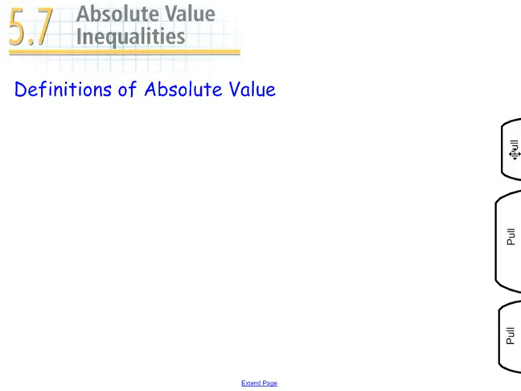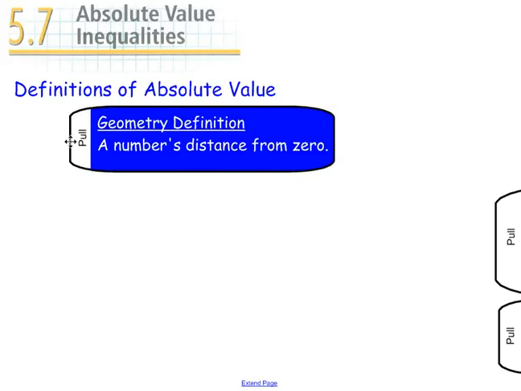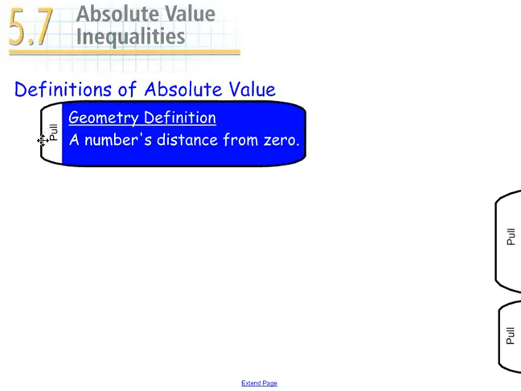The first one is a geometry definition of absolute value, and that was simply a number's distance from zero. So if we wanted to find something like the absolute value of x equals 3, we could think, well, we want the distance of a number from 0 to be 3. Well, we know that 3 is 3 units from 0, and negative 3 is also 3 units from 0. So the answer would be 3 and negative 3.